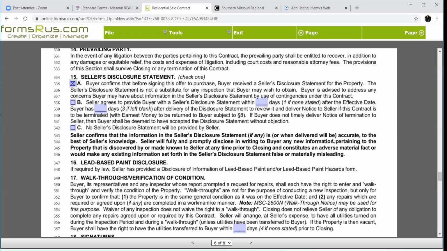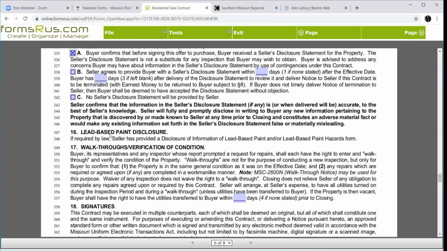And the seller's confirming that everything in that disclosure is accurate to the best of their knowledge and that they're going to disclose anything else that comes out of that between now and the time of closing. So if between now and the time of closing, a giant crack develops in that wall, then the seller needs to disclose that to us in writing, okay? Lead-based paint, if it's before 78, we will attach a lead-based paint rider.